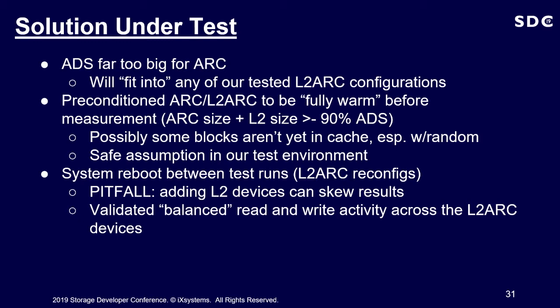So I didn't want that. I wanted everything to be starting from scratch in my test environment, so every time I added a new L2ARC device, I rebooted the system, cleaned out the caches, and validated that there was balanced read-write activity. Because when I first started doing it, I was like, oh, I'm just going to add the second L2ARC device and see what happens, and then I pulled my disk statistics out, and I've got one that's doing like 80% of the L2ARC hits, and I've got one that's doing 20%. Well, what's going on here? Well, it's because the first one was loaded, and the second one wasn't loaded yet.